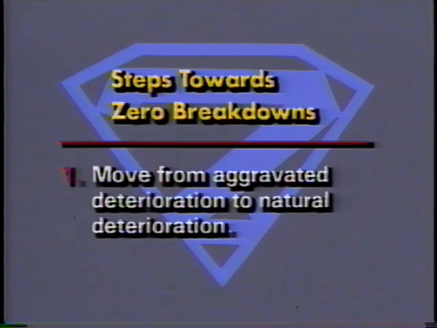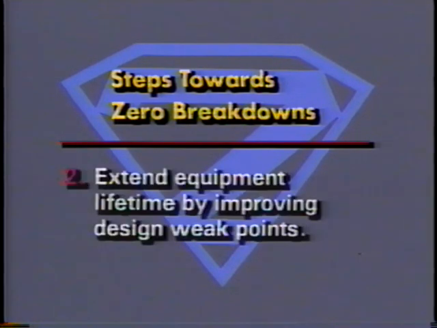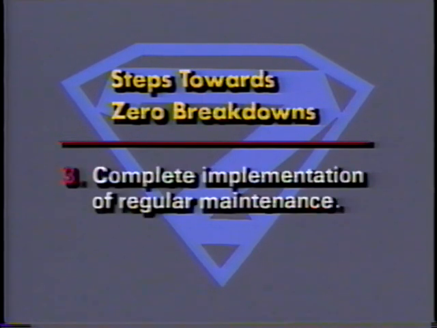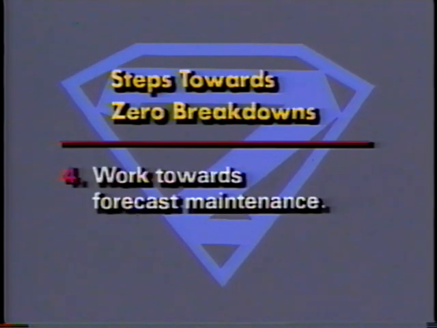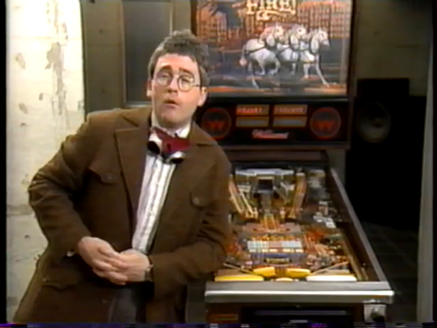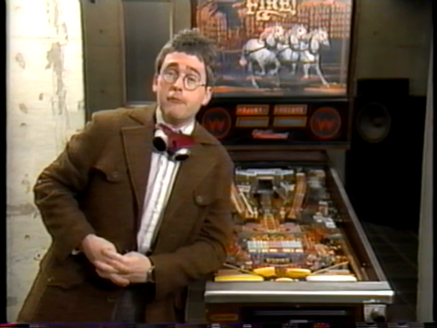Here are the 4 basic steps to be taken as we aim for zero breakdowns. 1. Move from aggravated deterioration to natural deterioration. 2. Extend equipment lifetime by improving design weak points. 3. Complete implementation of regular maintenance. 4. Work towards forecast maintenance. Well, they all sound sensible enough.